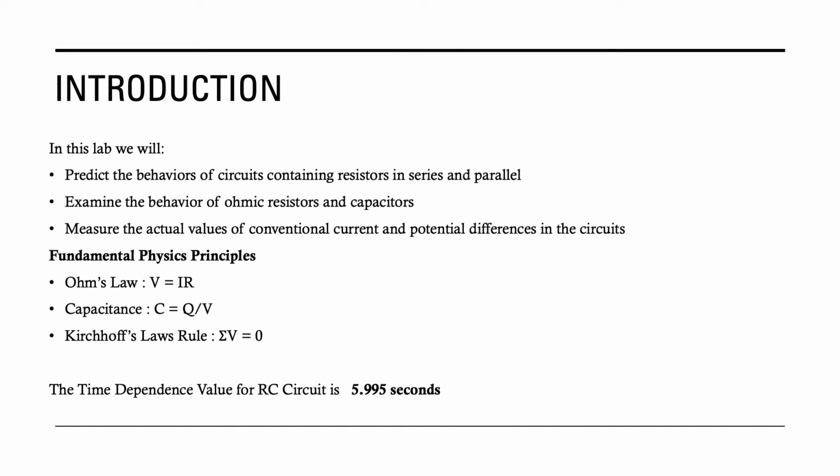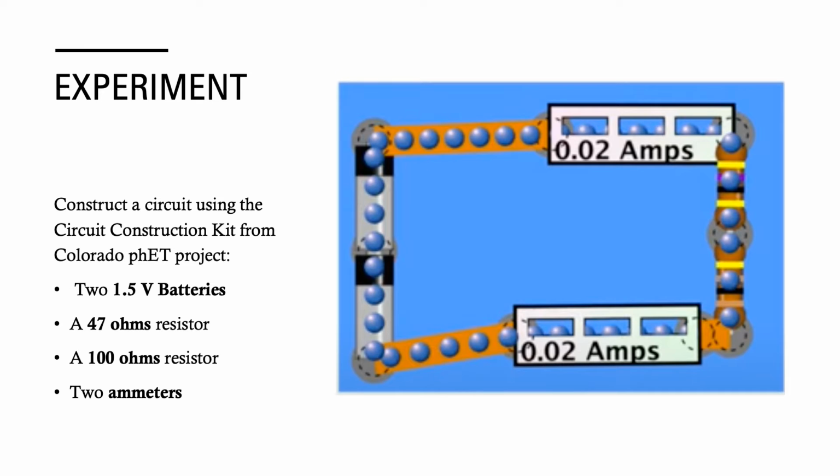5.995 seconds. The first step was to construct a circuit using the circuit construction kit from the Colorado PhET project. We used two 1.5 volt batteries, a 47 ohm resistor, a 100 ohm resistor, and two ammeters.